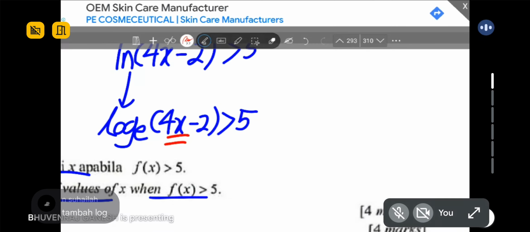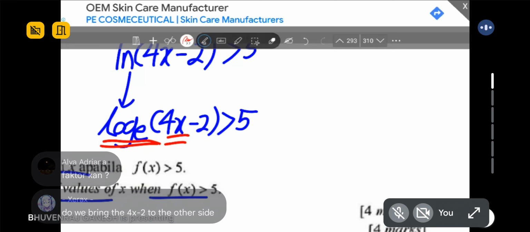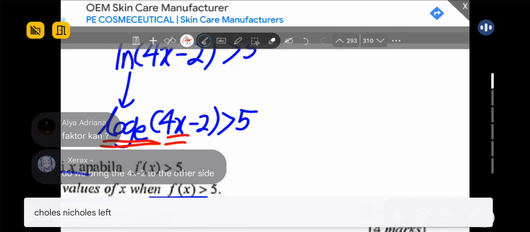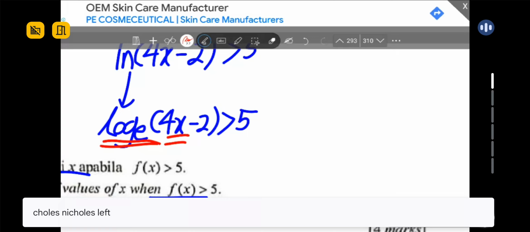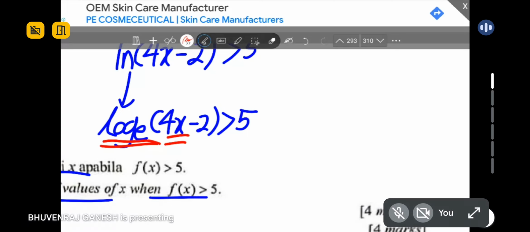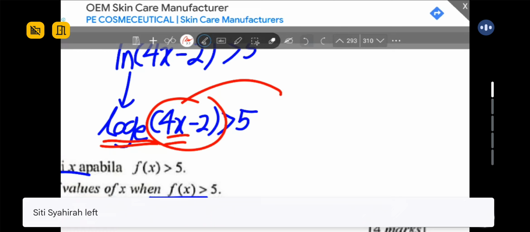So how to find the x, guys? Bukan. Sudah ada log. You already got log, guys. Tak boleh tambah log lagi. Whenever you have one log already, you cannot add some more. Tak boleh tambah lagi. Okay, I recall your concept. Yes. Finally, someone get the answer already. Yes. You must bring the 4x minus 2 to the other side. Correct. Okay, kamu kena bawa yang ni ke sini. Okay, ataupun kamu boleh bawa yang ni ke sini.